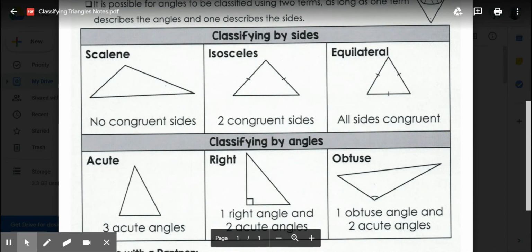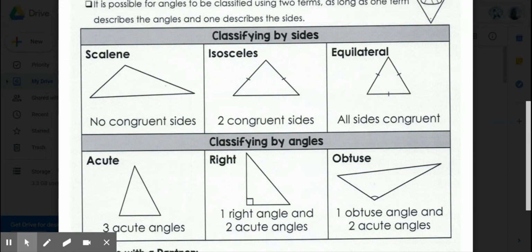There are 3 different triangles we classify by side. The first one right here is our scalene triangle, with no congruent sides. That means no sides are the same. The next one is isosceles. It has 2 congruent sides, which means 2 of the sides are the same. If you notice on our little chart here, the tick marks on these side lengths indicate that these 2 side lengths are the same, so they're congruent.